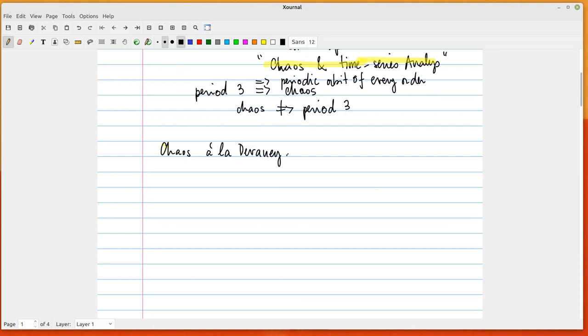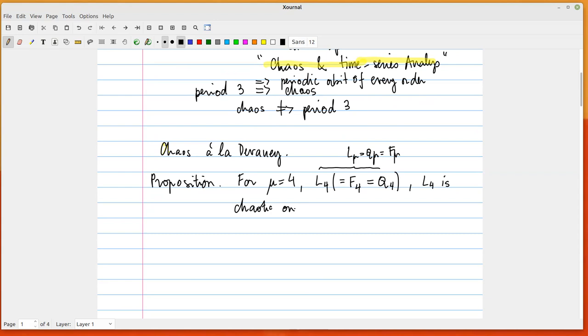And the claim, I don't know if I wrote it, but the proposition was the following. For mu equal to 4, L4. I don't know if last time I wrote L4 or F4, whatever. And sometimes I write it as Q4, for quadratic, because the logistic mapping is a quadratic map. So sometimes I use L, sometimes capital F, sometimes Q, so this is the same. This is L mu, or Q mu, F mu. So the proposition says that for mu equal to 4, L4 is chaotic on the whole unit interval.